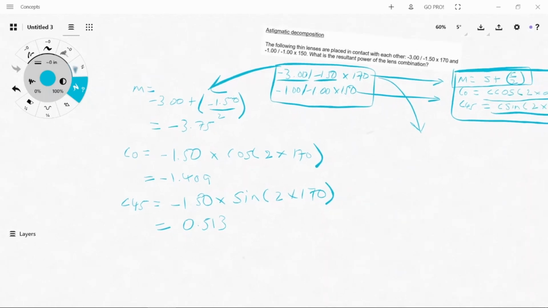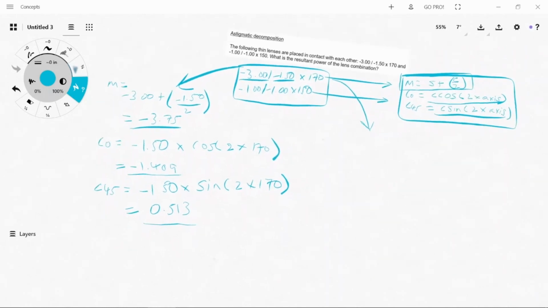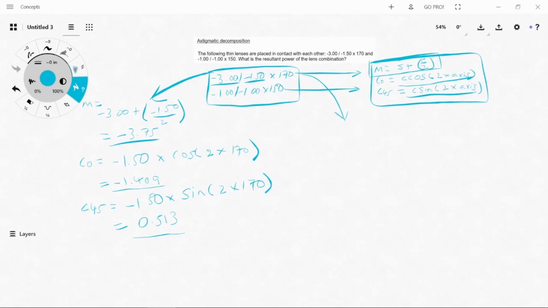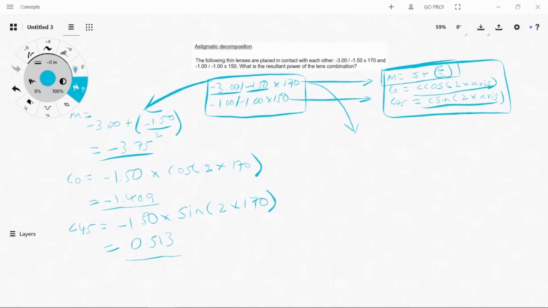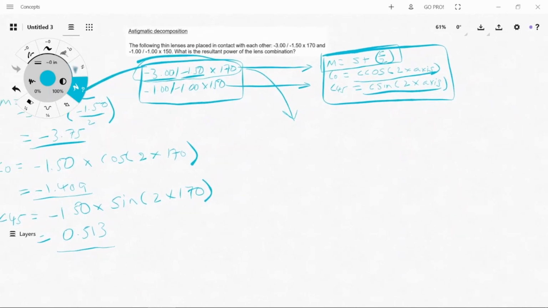So what this all means is this is the mean sphere here. That's M, the M value is that. The C0 value is -1.409, that's the amount of against the rule or with the rule astigmatism. And C45 is the amount of oblique astigmatism. Now that we have those values, that gives us the values that we need for the first prescription, -3, -1.50 at 170.